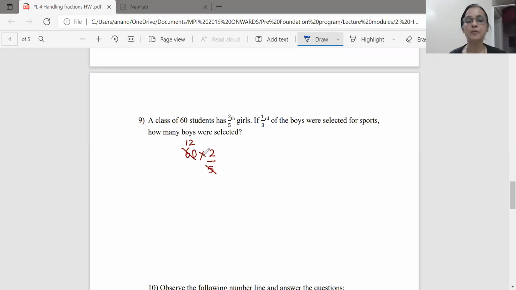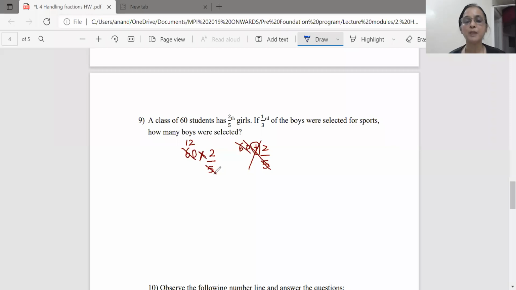You can cancel only when it is multiplication or division. I cannot cancel if it is 60 plus 2 upon 5. Many children will cancel 5 to 60. It is wrong. When there is a plus sign, you cannot cancel. You can cancel only when there is multiplication.